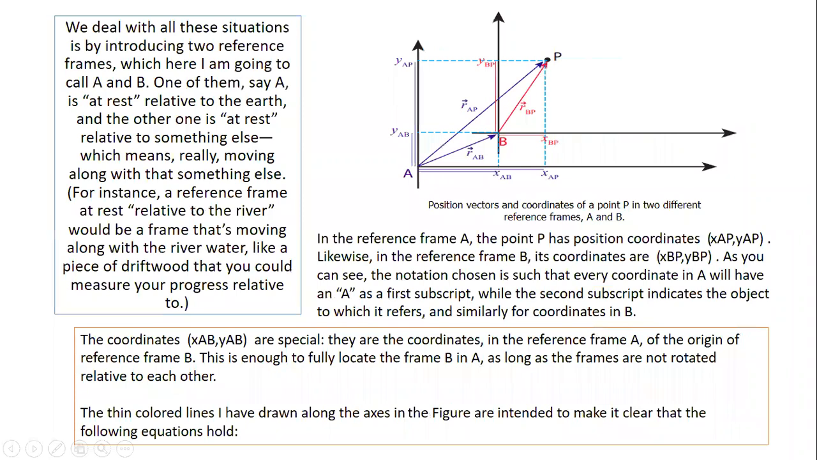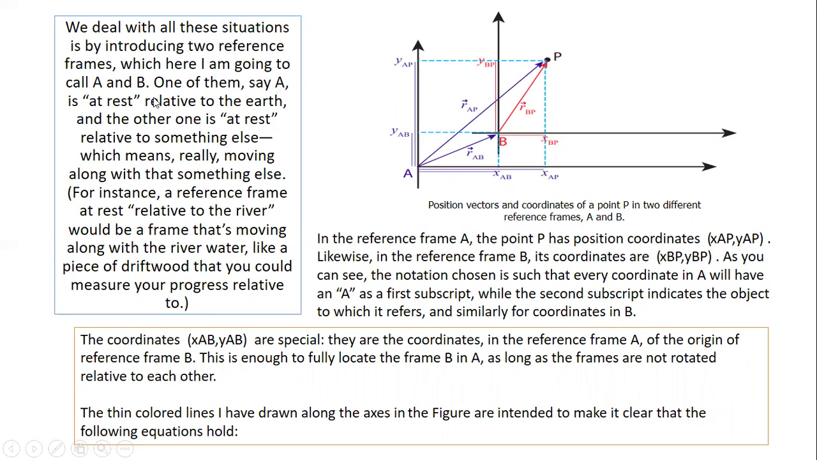All right, we want to continue looking at our reference frames and how we relate to the reference frames when they are changing in motion. We deal with this changing reference frame situation by introducing two reference frames, which here I'm going to call A and B. If you look at the diagram on the top right, you will see A and B, A having its own coordinates and B having its own coordinates. A is the one a bit lower, and B is the one a bit higher.